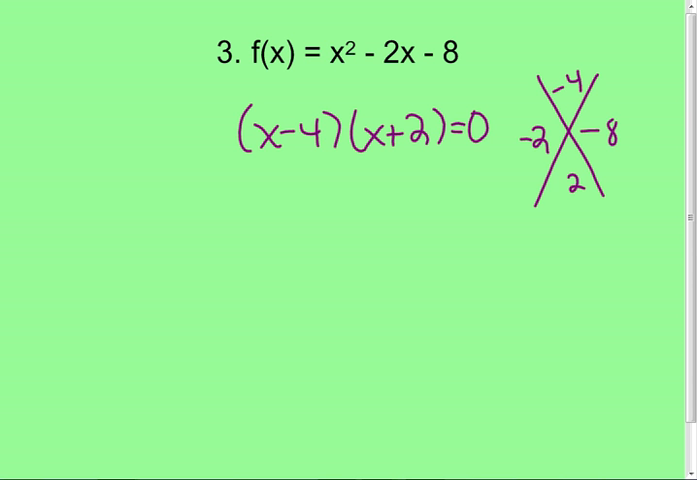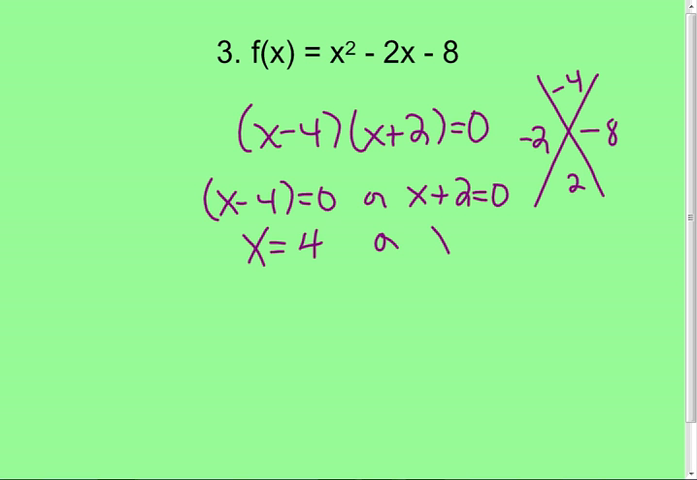I'll be able to walk around and help you, but x minus 4 equals 0 or x plus 2 equals 0. I didn't need the parentheses, but I put them in. What's the answer to this one? 4. X equals -2.